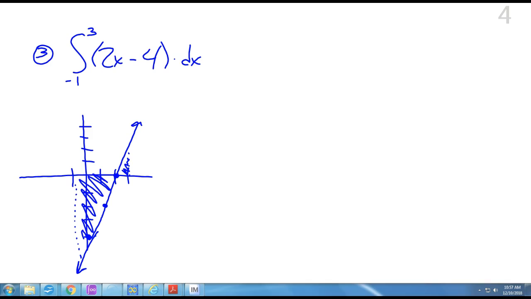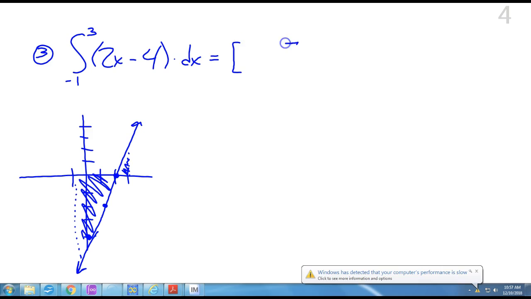So do I have more area below or above? Below, so my answer should be negative, right? Because I've got more of the graph below the axis than above. And with this, could I just use area of triangles and find this area? Yeah. But if I give you sine of x squared, can you do that? It's not going to work anymore. So that's why we're trying to do the process.